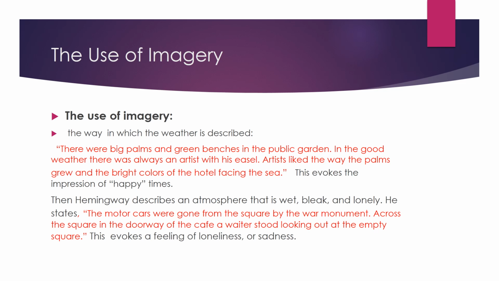Then Hemingway describes an atmosphere that is wet, bleak, and lonely. He states, the motor cars were gone from the square with the war monument. Across the square, in the doorway of the cafe, a waiter stood looking out at the empty square. This evokes a feeling of loneliness or sadness. This is the astonishment. This is the perfection of writing in Hemingway. This is his own style and his own fingerprint.